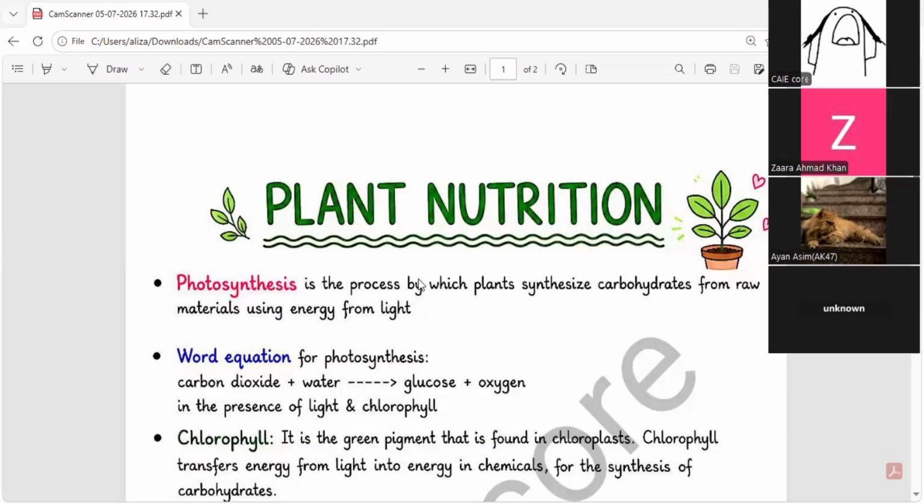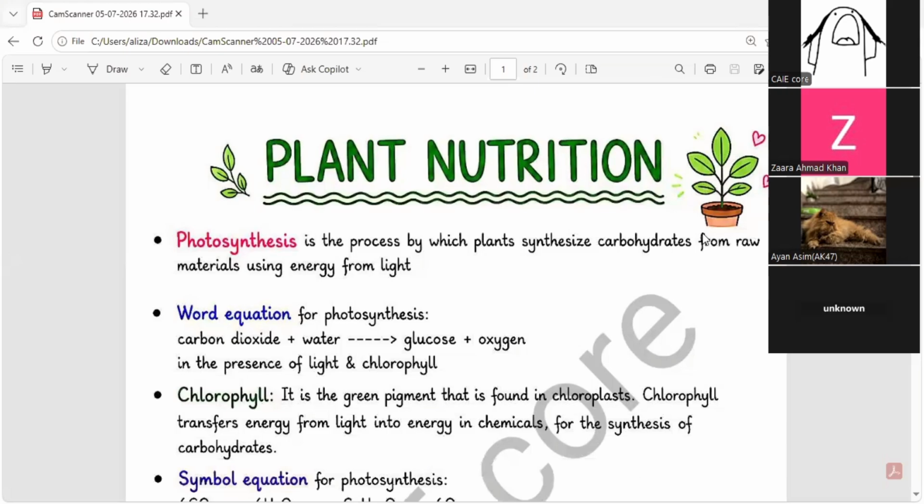So let's get started with our chapter, Plant Nutrition. In this chapter, we are going to learn how plants feed themselves. Plants are a type of organism that make their own food. They do not rely on other organisms for their food like we do. We rely on plants and animals for our food, but plants make their own food.